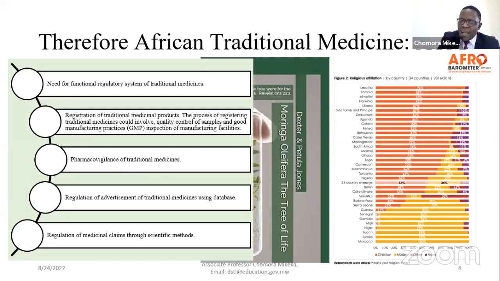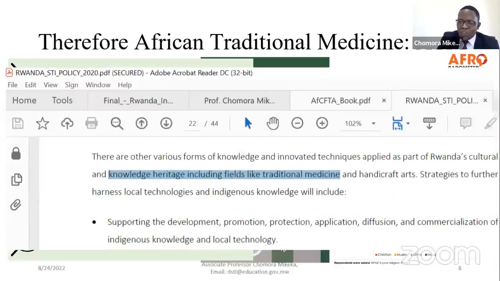In Rwanda, the Science, Technology and Innovation Policy, for example, recognizes and makes provision that there are various forms of knowledge and innovative techniques as part of Rwanda's culture and knowledge heritage, including fields like traditional medicine. So this is how lastly we can proceed. That's the end of it. Just finish up the slides. Go to the next, please. I want to conclude. That shows you that at policy level, in specific national policy documents, we have these already.